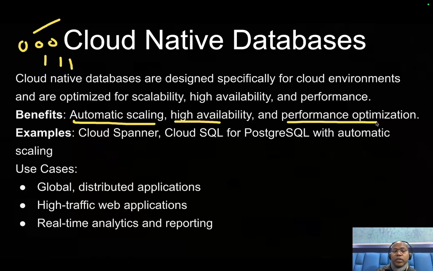So cloud has features like automatic scaling, and a very good example is Cloud Spanner. Cloud Spanner is the Google Cloud provided database that supports transactional systems and even scales horizontally. Okay, and Cloud SQL databases are automatically scaled in a specific region, scaling vertically very well. So they are highly available and performance optimized databases as well.